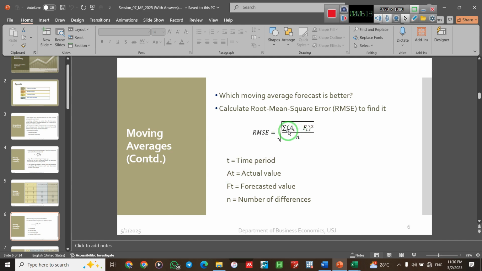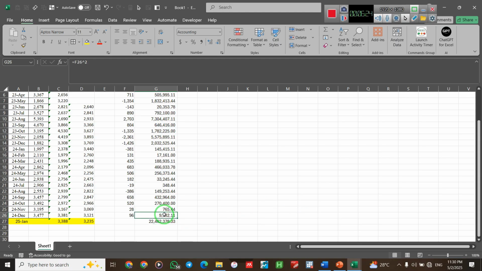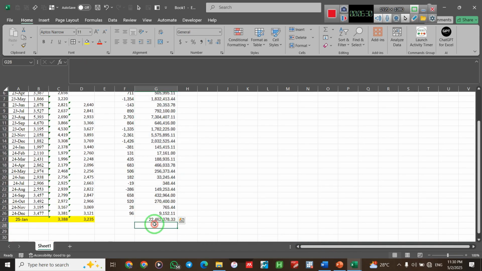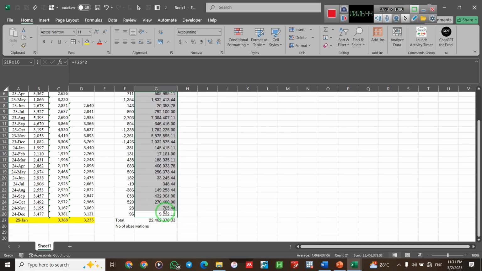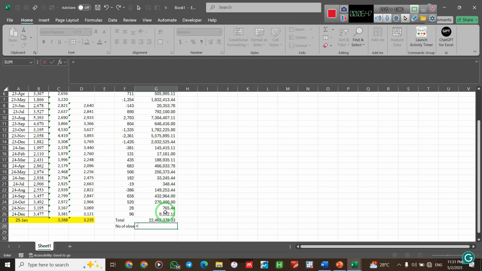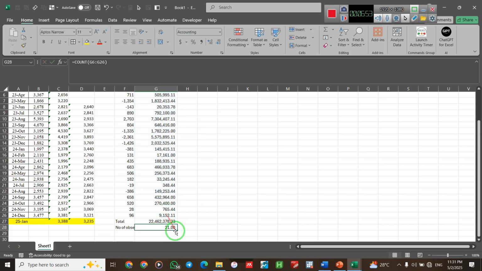Now you have to divide this by n. So what is this n? This n is the number of differences, or the number of observations in the sample. In our case the total observations are 21, right? So this is your total, and you have to identify your number of observations. To do that you can manually check it from here, or else you can type equal count and then select the area that you want to count, then you come up with 21, right?